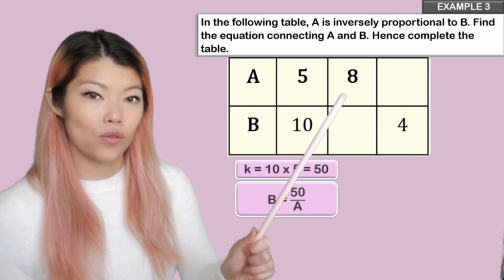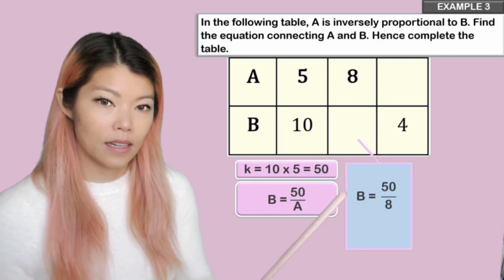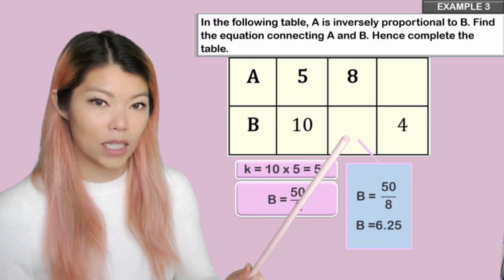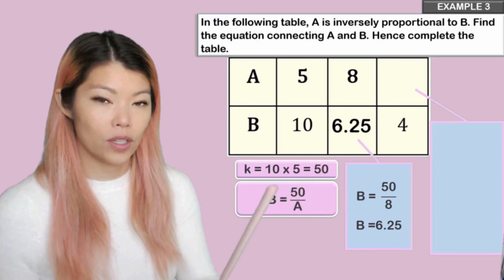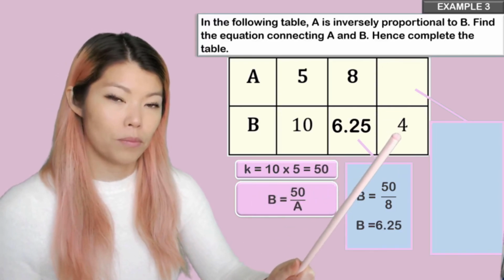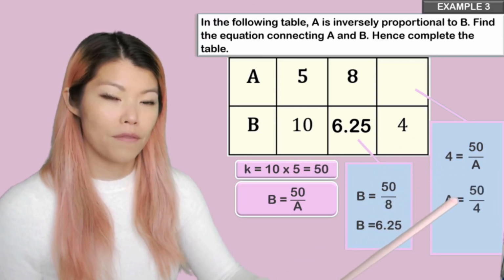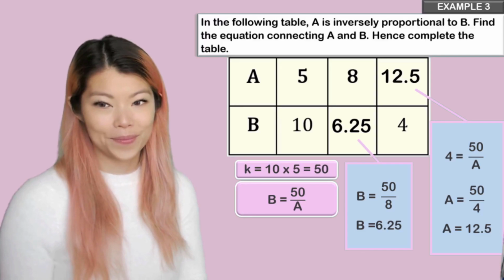Now with this equation, we can figure out what that part is. So when A is 8, I put 8 where A is, and now I obtain what B is, 6.25. And likewise, we can figure that part out by using this equation and putting what B is, which is 4. So swap the A and 4 over, we have 50 over 4, which means A is 12.5.